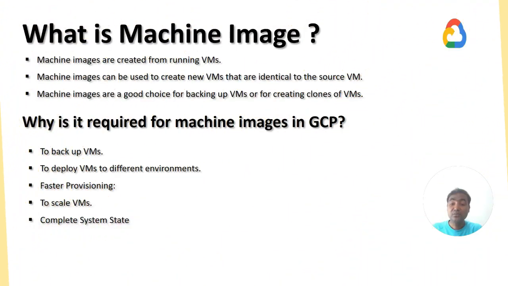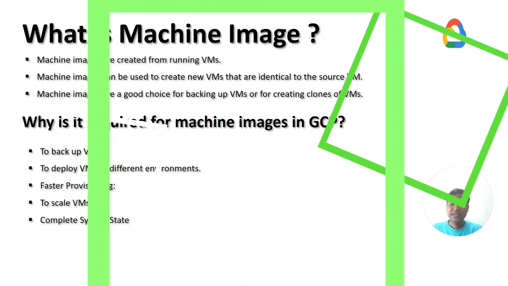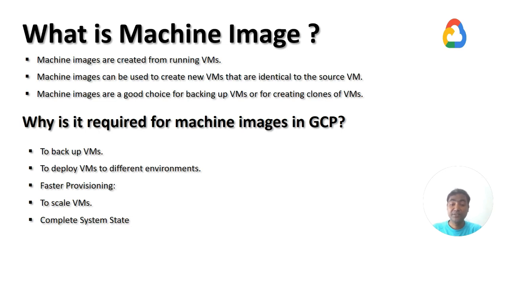Now I'll guide you on why machine images are required in Google Cloud Platform. Machine images are required in GCP for a number of reasons including to back up VMs, to deploy VMs to different environments, and faster provisioning. You know guys, to back up VMs, machine images can be used to create a backup of a VM so that it can be used to restore in case of failure. This can help to protect data and applications from loss.